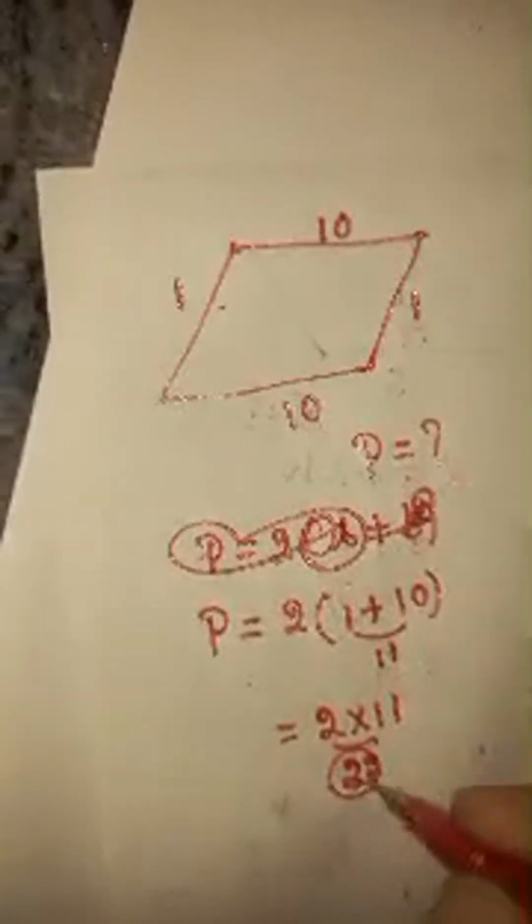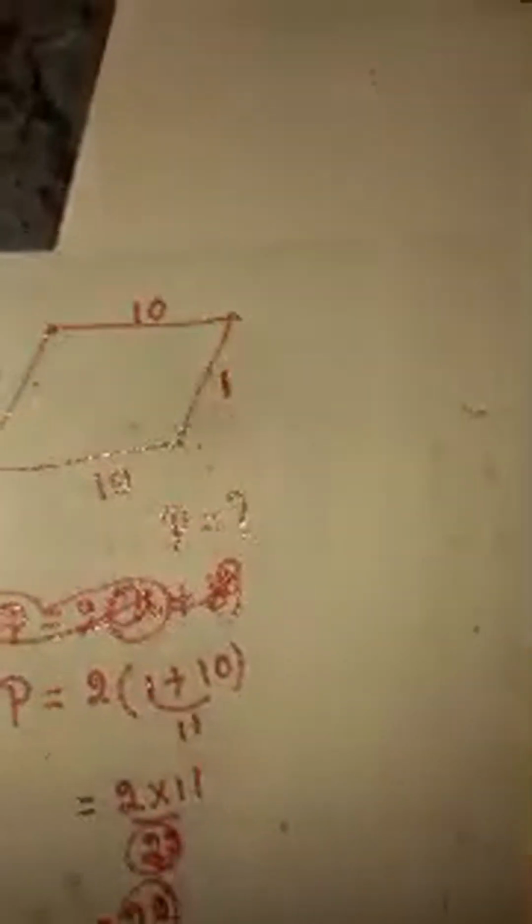1 plus 10 becomes 11. So 2 times 11 is 22 units. So 22 units is the perimeter of this parallelogram. Let's now talk about the rhombus.